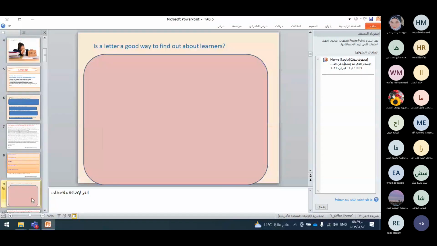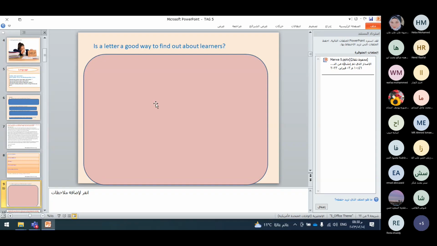You are doing a great job. Here is another question. Is a letter a good way to find out about your learners? Did you like the way we asked them to write a letter and they wrote and we learned about their needs and abilities and preferences and everything? Do you like it? Is it a good way? And why is it a good way?